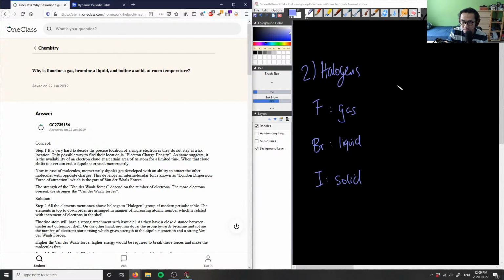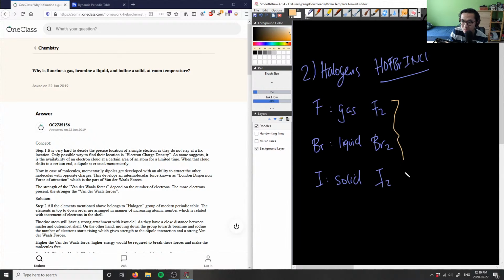Well, if you look at these halogens, they are diatomic, right? If you think about their diatomic molecules, you have F2, Br2, Cl2, and I2. So these are all a list of diatomic molecules. And in terms of intermolecular forces, we only care about the van der Waals forces, or the London dispersion forces. So all of these possess London dispersion forces.